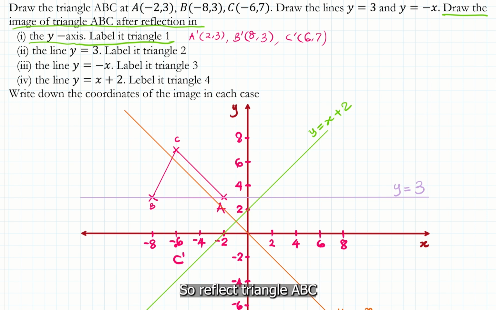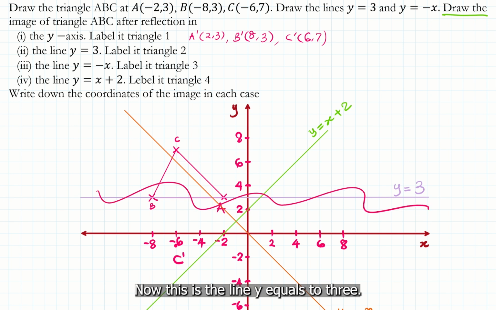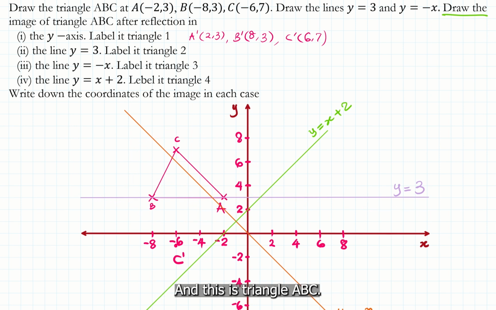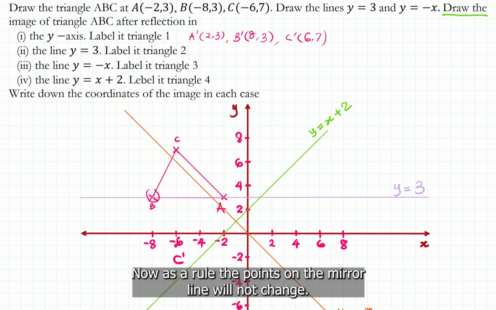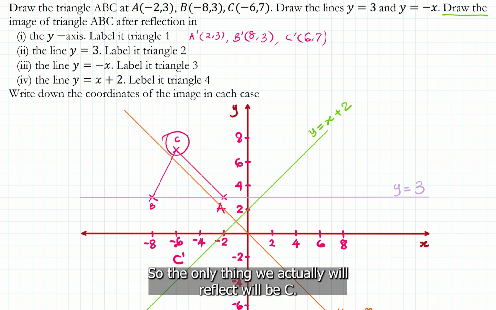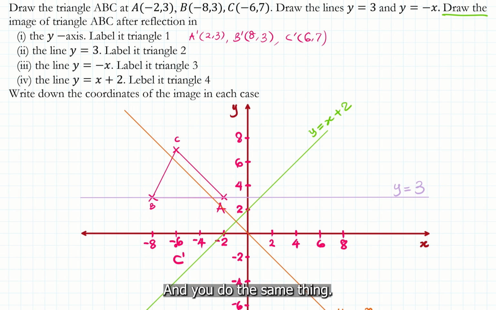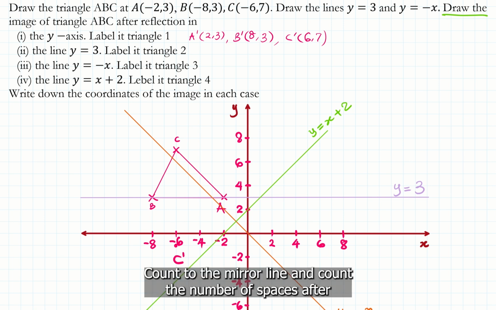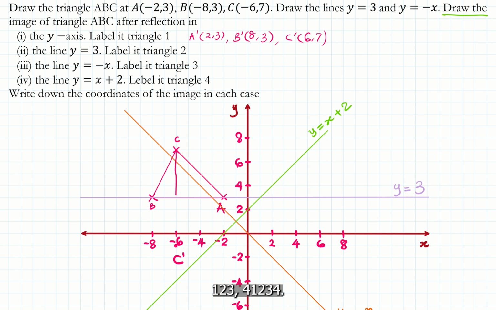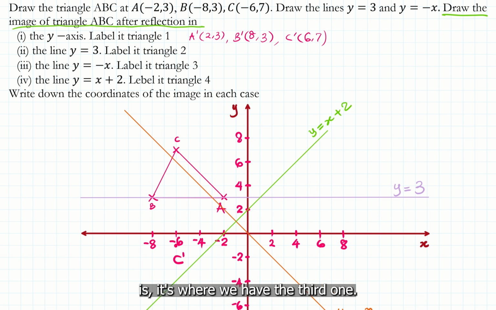So we'll reflect triangle ABC in the line y equals 3. Now this is the line y equals 3, and this is triangle ABC. As a rule, the points on the mirror line will not change. So the only thing we actually will reflect will be C. And you do the same thing: count to the mirror line and count the number of spaces after. 1, 2, 3, 4. 1, 2, 3, 4. So where this little dot is, is where we have the third one.